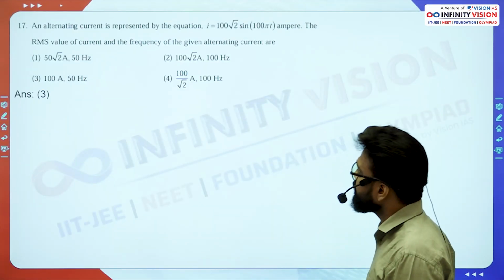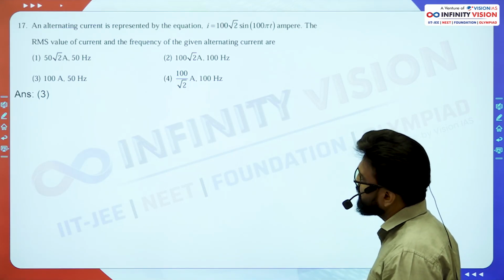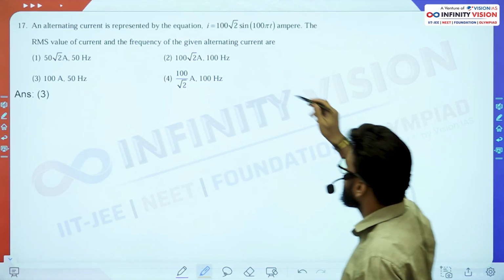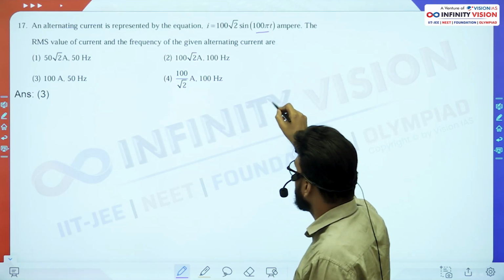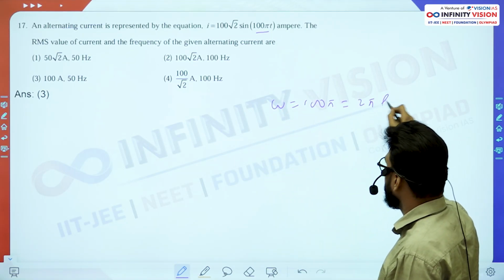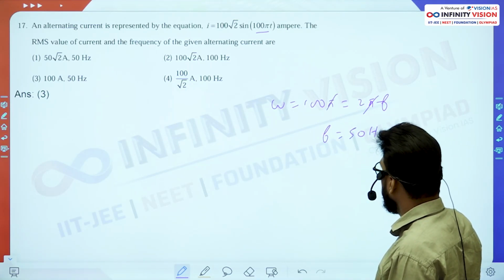Next, an alternating current is given to you just like this. The RMS value and the frequency is? First of all, we already know this is omega t. Omega comes out to be 100 pi, which is 2 pi into frequency. Pi will cancel out. Frequency comes out to be 50 hertz.